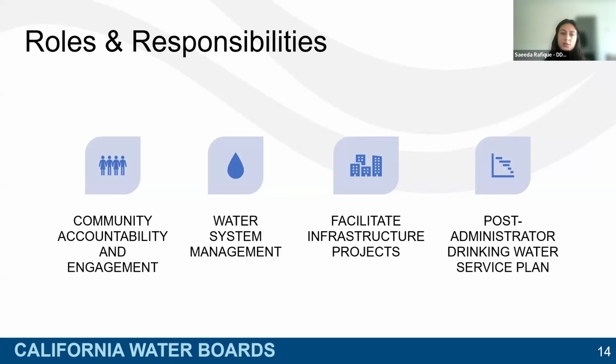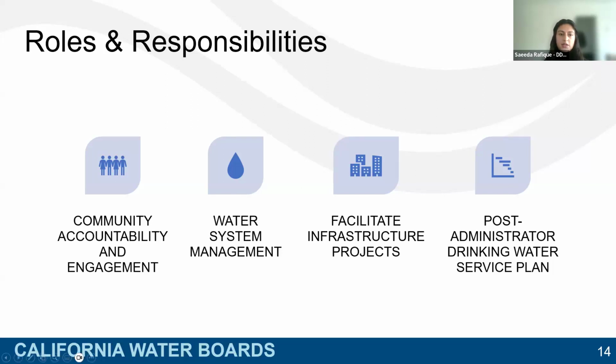Water system management refers to the improvement of a water system's administrative and project management skills to maintain a sustainable governance model. So the administrator would essentially train the water system to develop and maintain these skills. Then we have the facilitating infrastructure projects, which is a little more self-explanatory. It's just managing an infrastructure project on behalf of a designated water system.